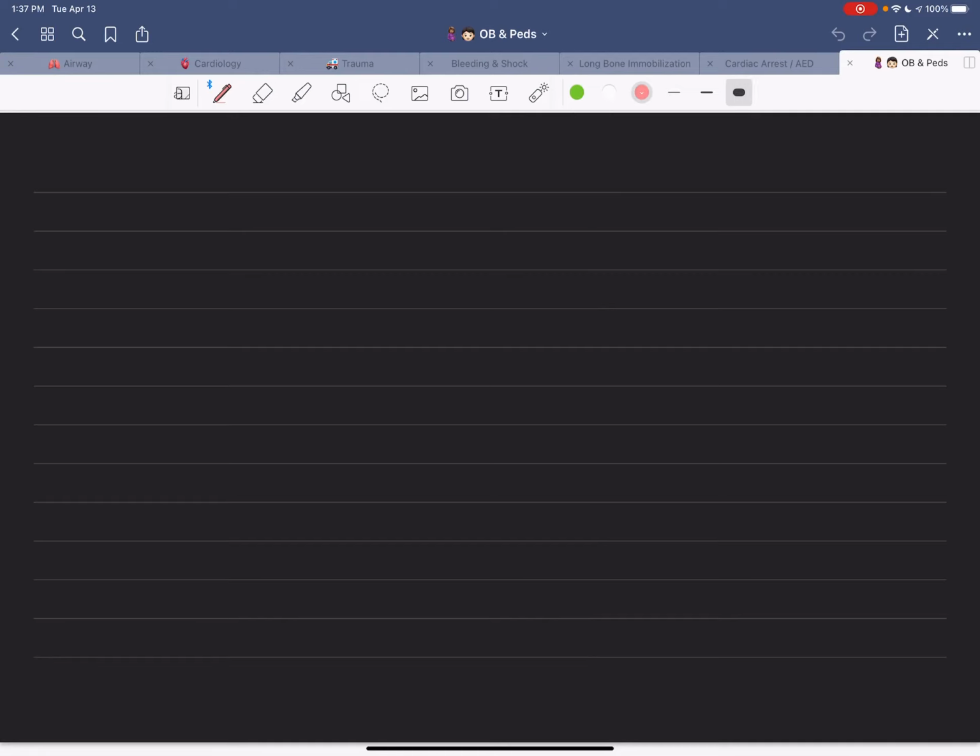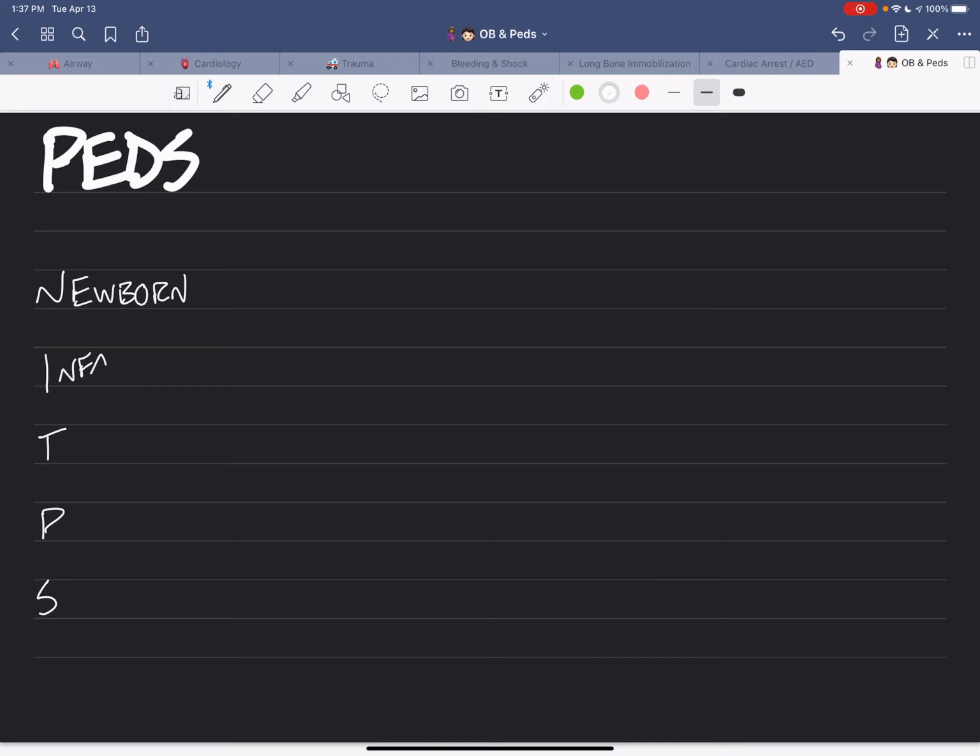So we're going to do a little active recall for OBGYN and peds. We're going to start off with some peds stuff with the stages of development. The mnemonic here is NITPs, for whatever you'd like that to mean. This is newborn, infant, toddler, preschool, and school age.